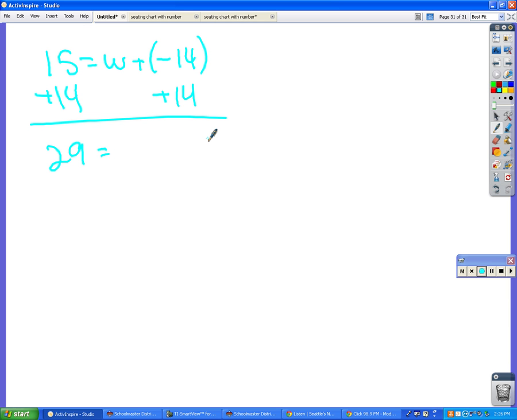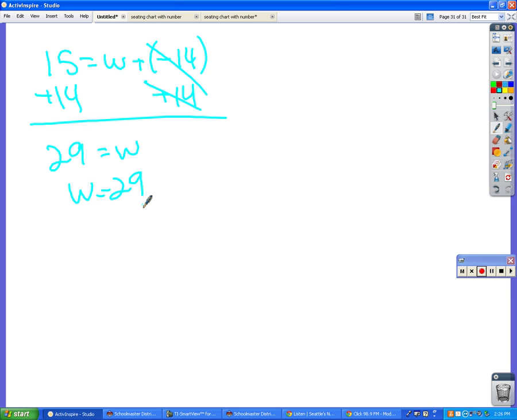What happens with the negative 14 and the positive 14? They cancel out, which is why we chose the positive 14 in the first place. So 29 equals W. So what does W equal? 29. If 29 equals W, then you can just switch that around and say that W equals 29. Can you just add 15?